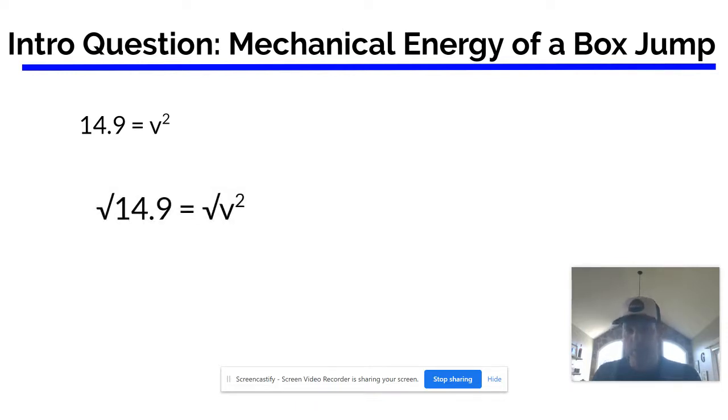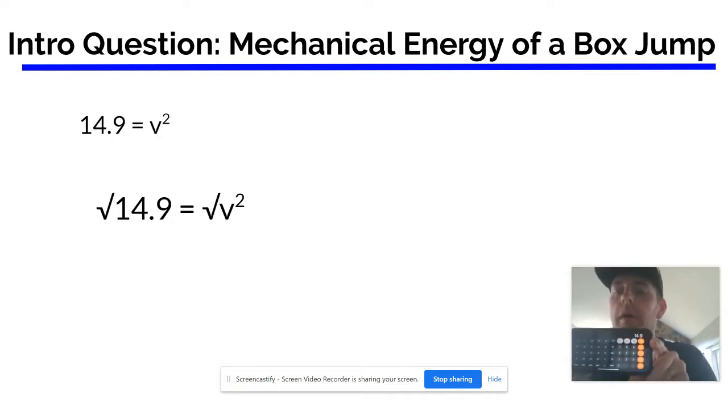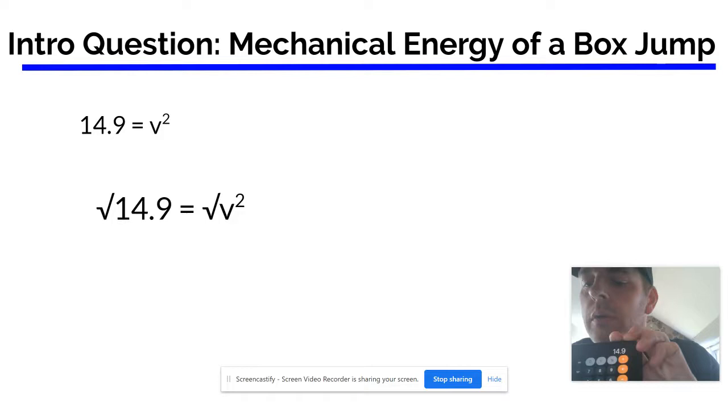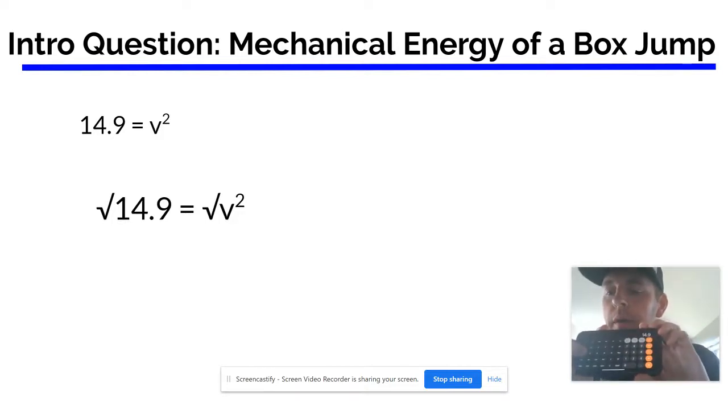And if you're using your iPhone on that, let me show you. Okay, 14.9. And then the button that you want is, where is it? Okay, it's right. Ooh, shoot. Now I'm having a hard time. It's right here. You see the square root button there.